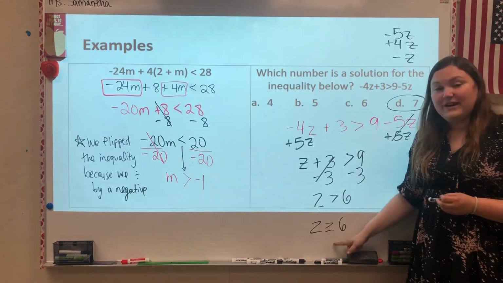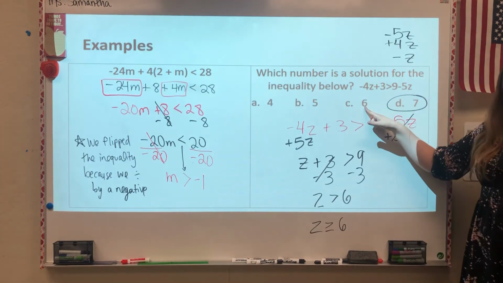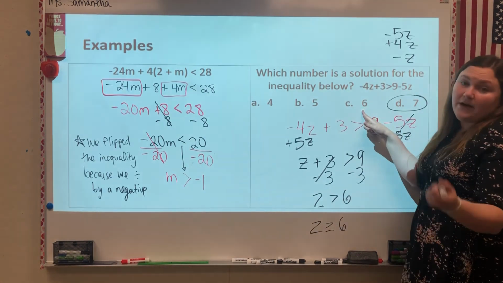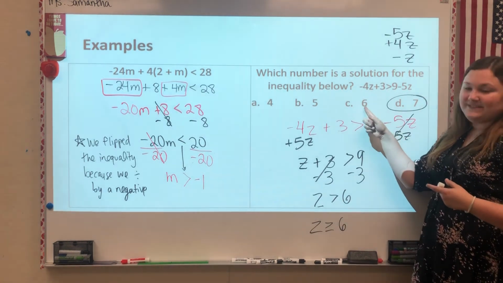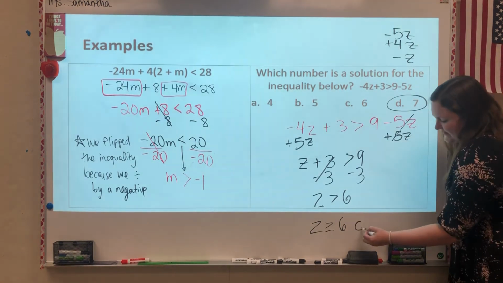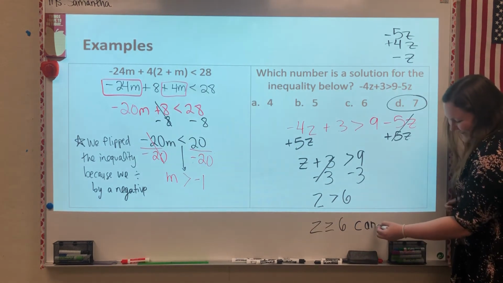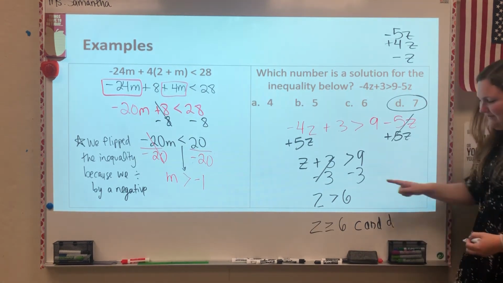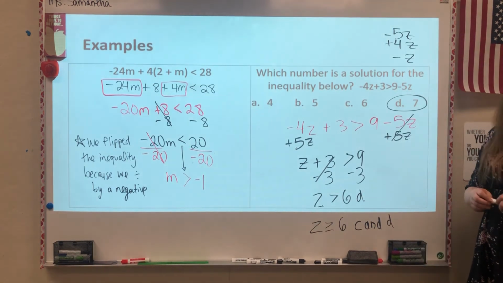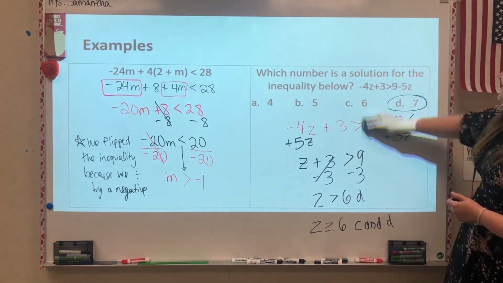Well, if z is greater than or equal to 6, for this one, z could be 6, because it's saying z is a number that's greater than 6 or equal to 6. So it would be 6, and it also would be 7. So if this had been the problem, our answer would have been C and D. This one though, the only option it could be is D. Fun question. I'm gonna go ahead and erase all this, and then there's gonna be one for you to try.